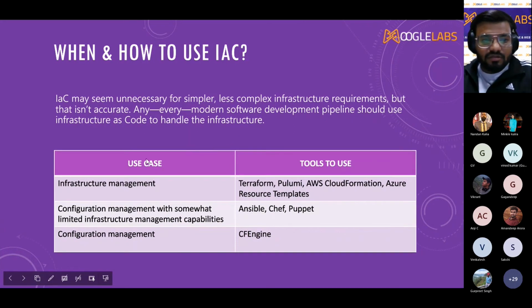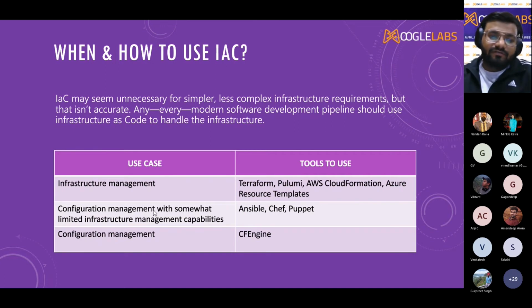And as you can see in the table I've provided here, there are a few use cases and a few tools to use in those scenarios. If you want tools only for your infrastructure management, then you can use Terraform, Pulumi, AWS CloudFormation as your resource template. And if you want configuration management with somewhat limited infrastructure management capabilities, then you can use Ansible, Chef, and Puppet. For only configuration management, you can use CFEngine.